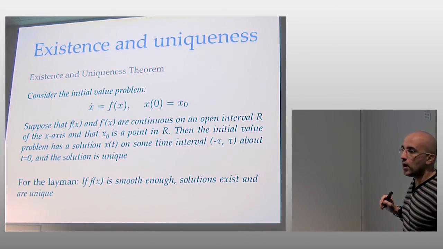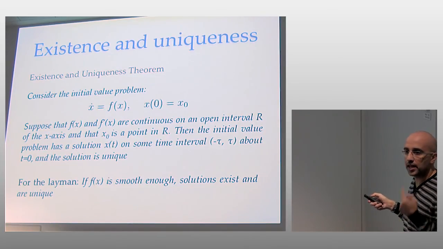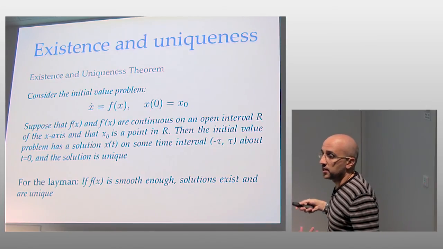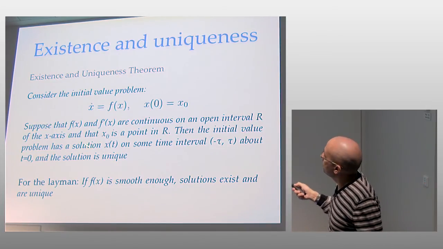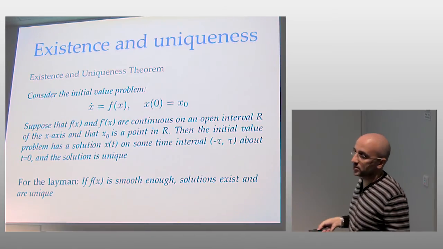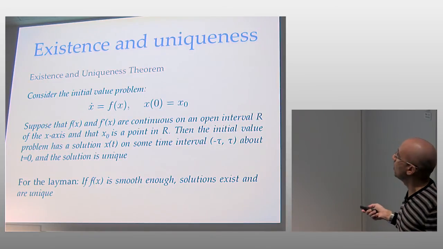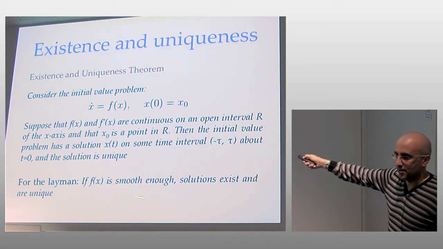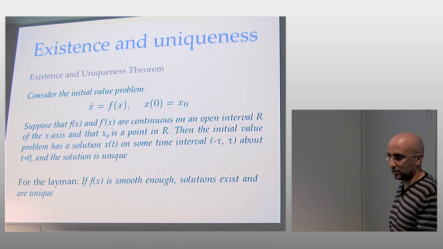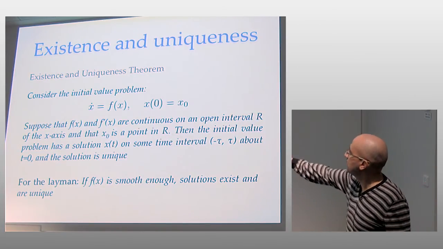Okay? So why did we get infinite solutions in the case before? Because f prime of x was not continuous there. It was diverging at a point of the interval that you are interested in. And then you can create this kind of mess. But you can be sure, because this is a theorem, it's not a speculation, that if instead f of x and f prime of x are continuous, they are sufficiently well behaved. For the layman, this is the cheap version: if f of x is smooth enough, solutions exist and are unique. Okay, so remember this at least, for the rest of the week.